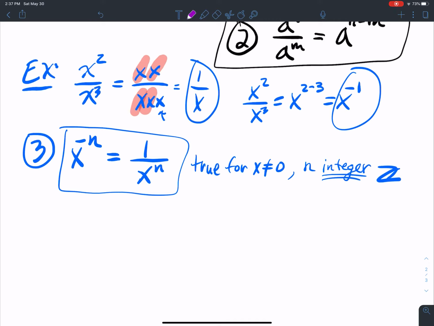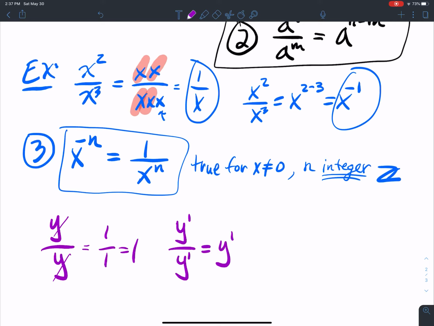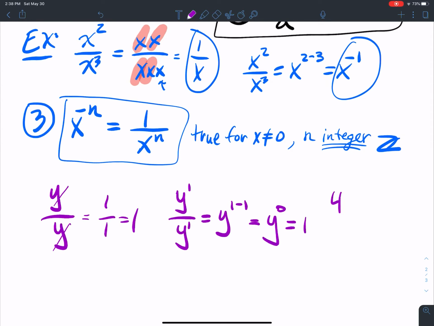Another exponent property. Let's take y divided by y. Okay, how many y's up top? 1. How many y's down low? 1. So when I cancel, I get 1 over 1, which equals 1. So what's this telling me? I have 1 y up top and 1 y down low. If I use my rule, I get y to the 1 minus 1, which is y to the 0. So y to the 0 is equal to 1. So what does this mean? Rule number 4. If I have a to the 0, this equals 1 as long as a is not equal to 0. Because if a equals 0, then I'm dividing by 0.